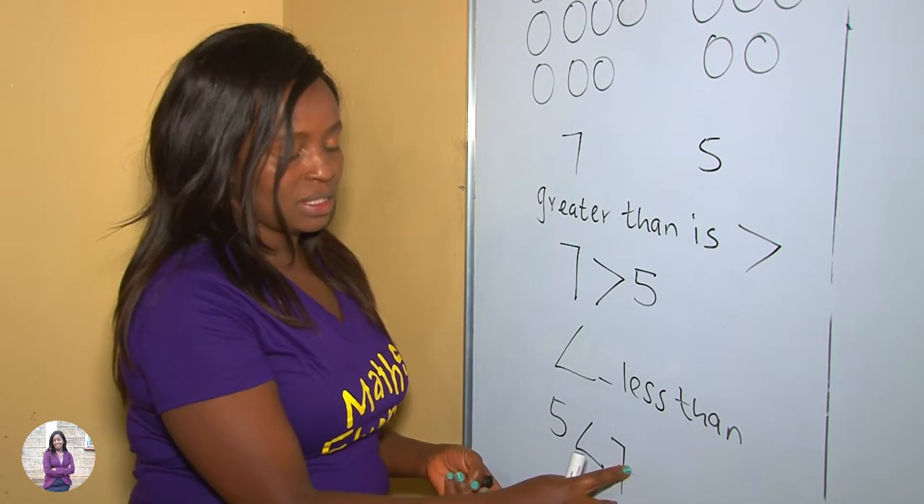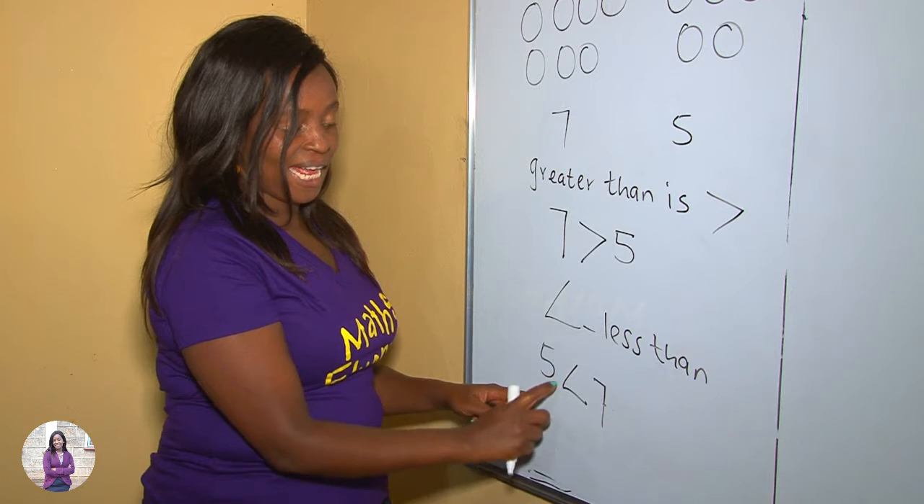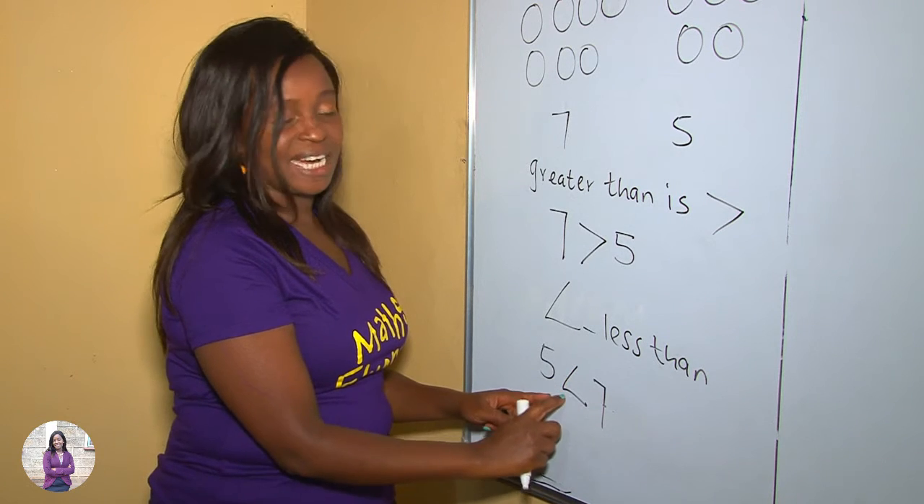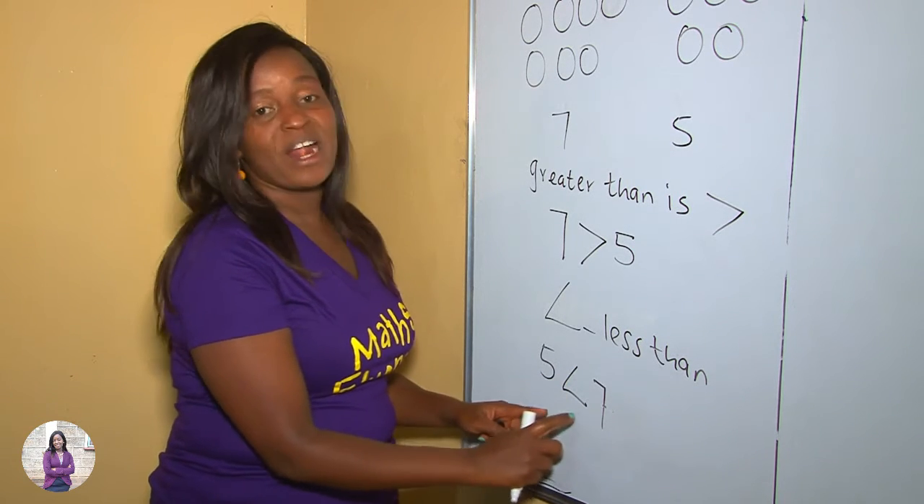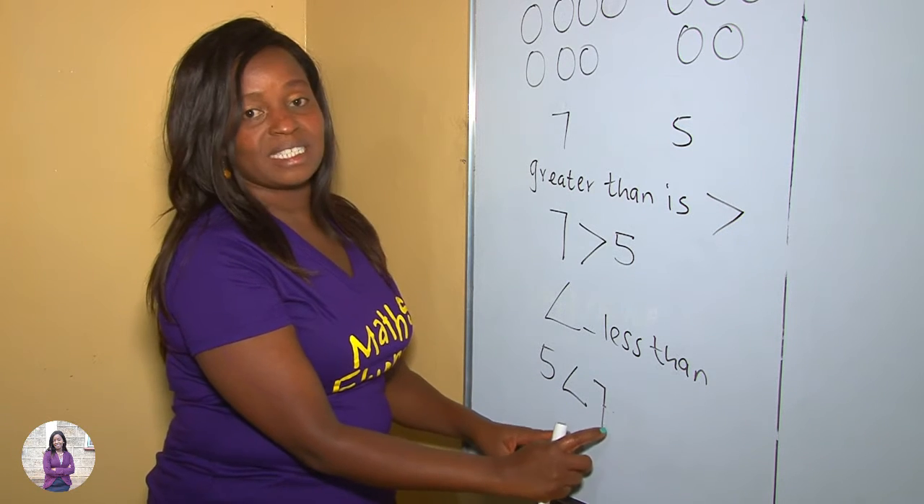And to remember this, as you can see, the symbol for less is like an L. So it's written like the letter L. L for less than. So 5 is less than 7.